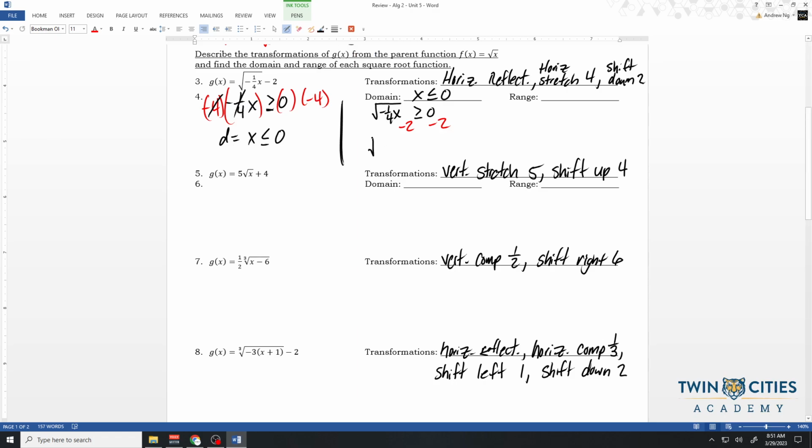Well, this is the square root of negative 1/4 x minus 2 is greater than or equal to 0 minus 2, which is negative 2. Now this is g of x, and that is fancy for just y. So my range is y is greater than or equal to negative 2.